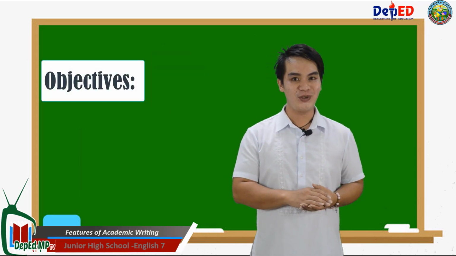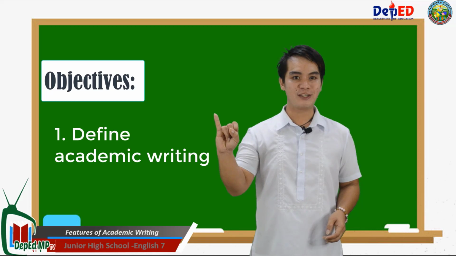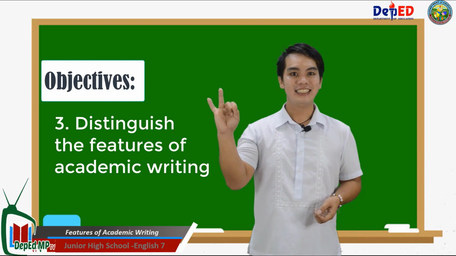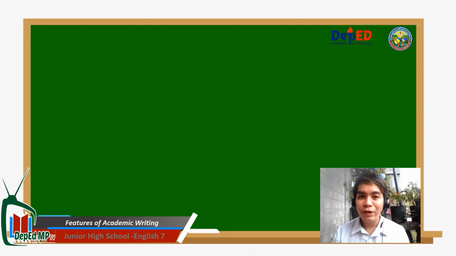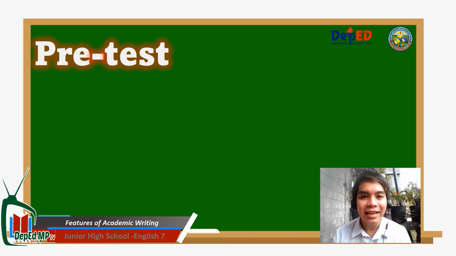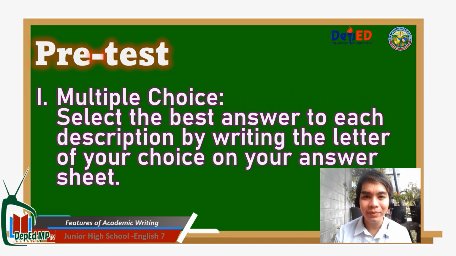I would like to inform you that through this lesson, we should be able to define academic writing, identify the features of academic writing, and distinguish the features of academic writing. Before we begin, let us check your background knowledge on our lesson. The first part is the multiple choice. Read and understand each item, after which choose the letter of your choice and write your answers on your answer sheets. You have 5 seconds to answer each item. Let's go!